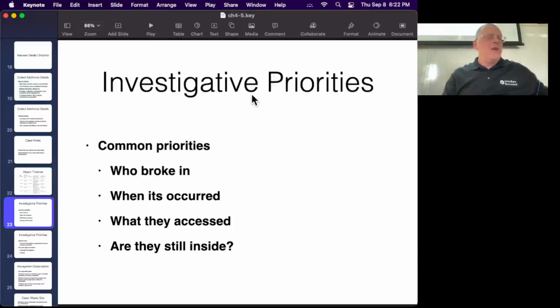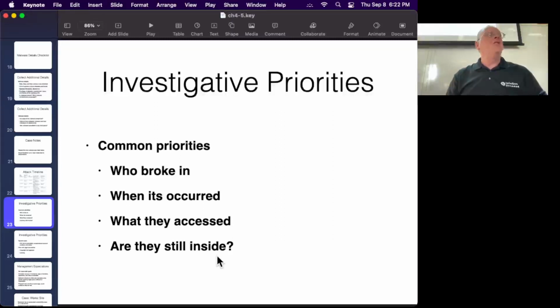Anyway, so here are your priorities. As always, you have to know what you're trying to accomplish. The normal priorities are, some people might want to know who broke in. Often you're better off not even worrying about that, but know when it happened and what they did, and are they still inside. These are really important.